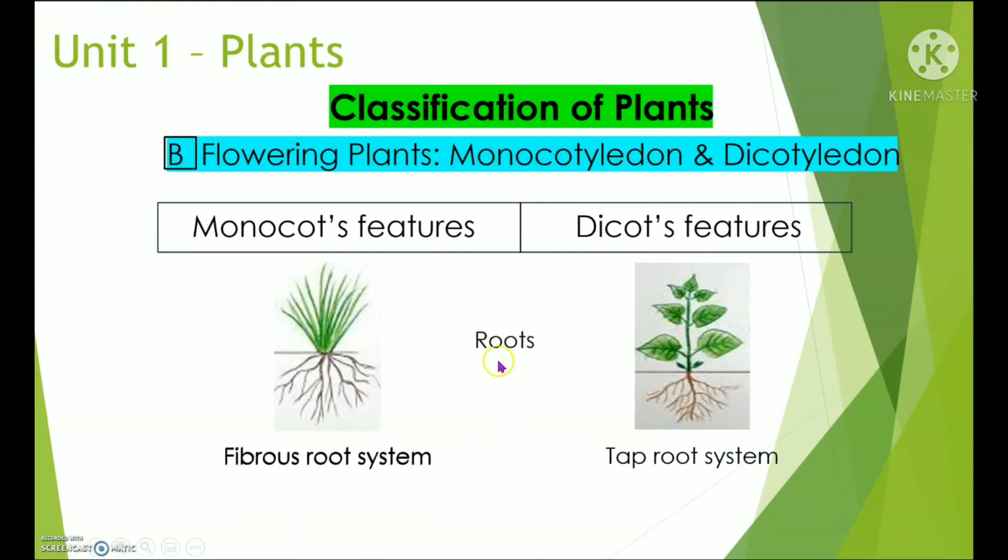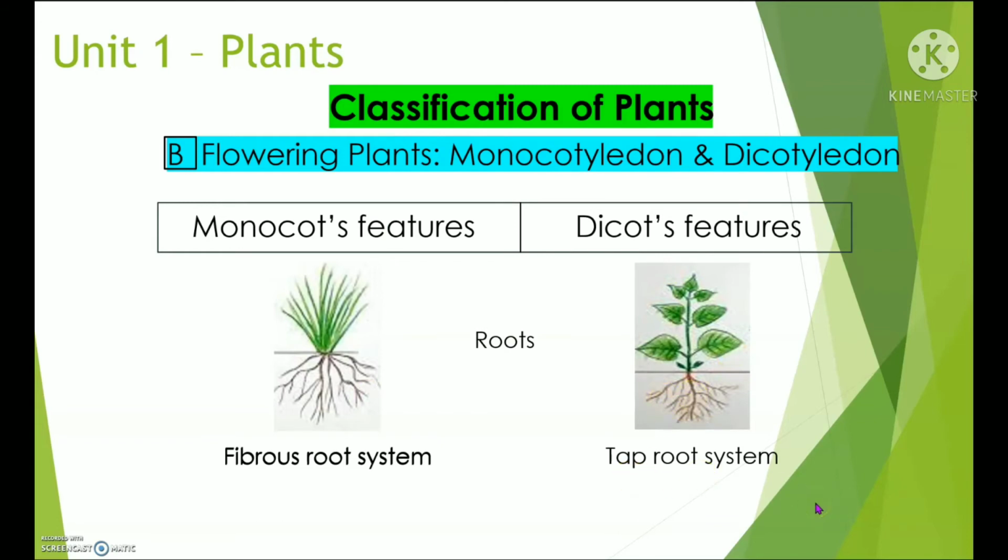Okay, the next feature is the roots. For monocot, when we take the plants out of the ground, you will see that its roots are a fibrous root system. So monocot roots are fibrous roots, and for dicot, the roots are a taproot system. Monocot roots are fibrous, and dicot roots are taproot.